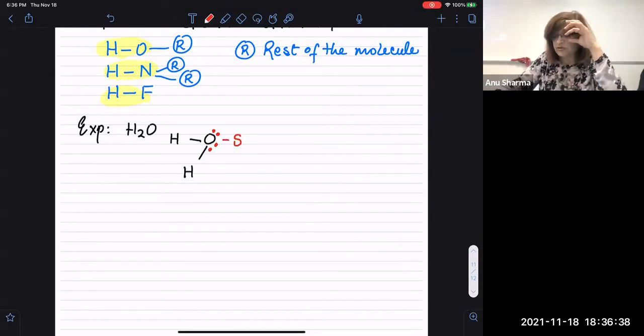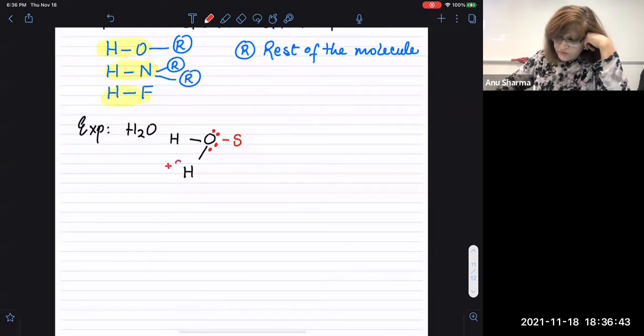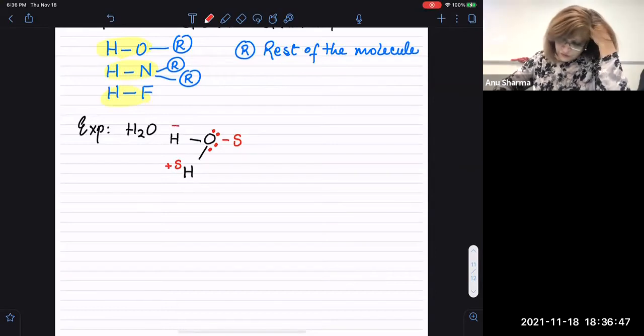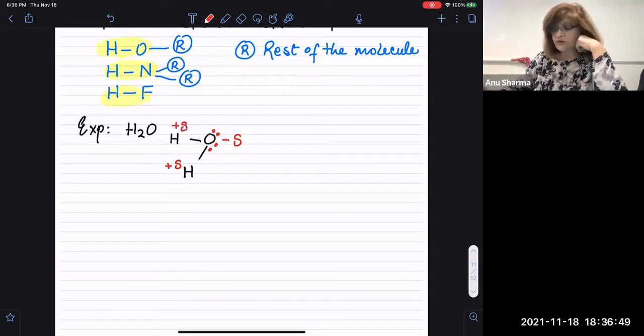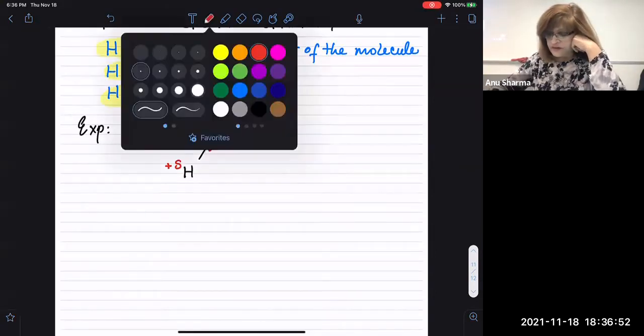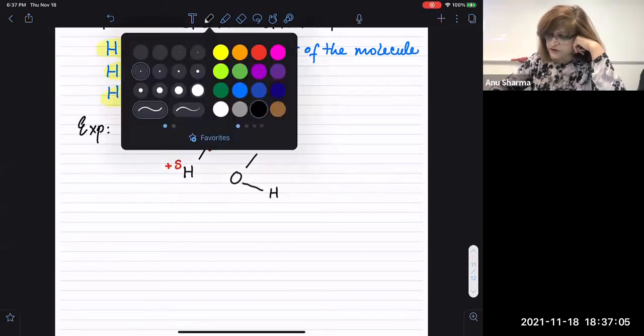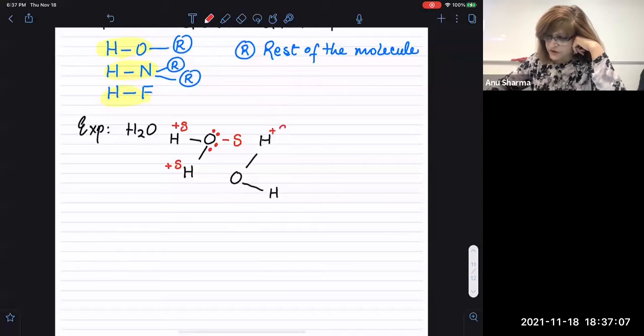Besides that, oxygen also has these lone pairs. Oxygen is not letting go of its own hydrogen, but hydrogen is deficient in electrons. So hydrogen has a delta positive charge. Every oxygen has a delta negative charge and every hydrogen has a delta positive charge. So again, positive and negative attract each other.